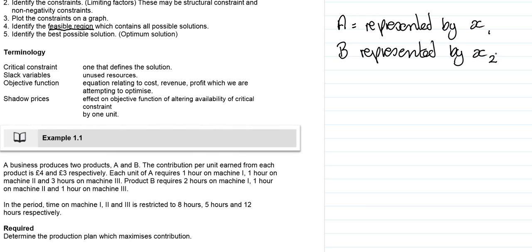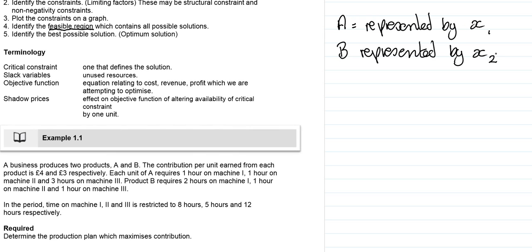We do this, in this case it looks a bit daft. I could have just used A and B in my equations, but normally you're given product names, like the first product is a wardrobe, the second product is a table. And instead of having those words in the equations, we use the symbols, usually x and y, sometimes A and B.